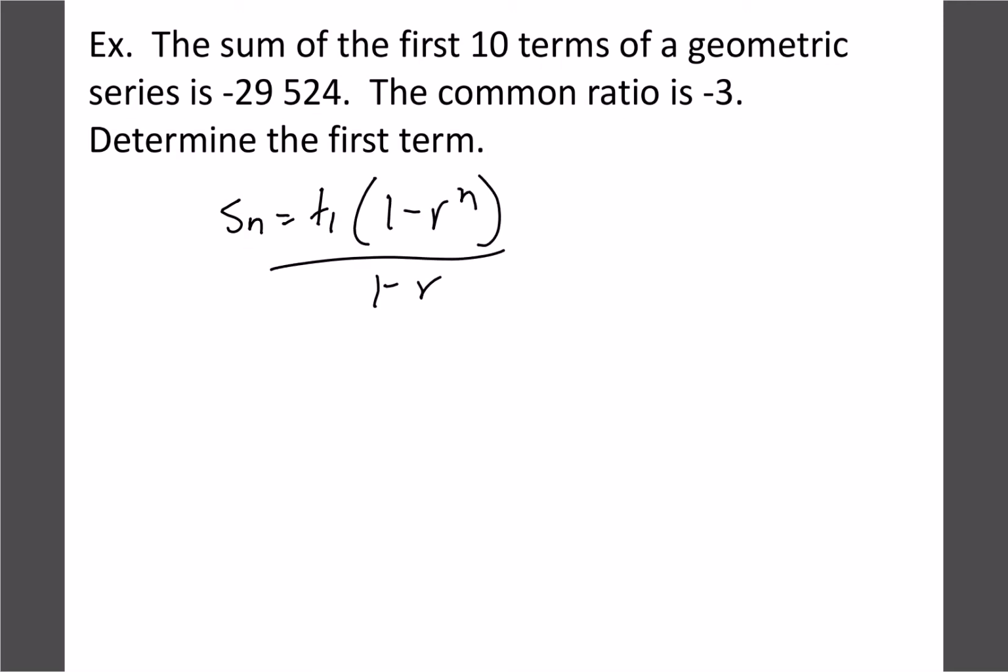So we'll be careful this time of our negatives. They tell us our sum is negative 29,524, and term 1 is what we're looking for. We'd have 1 minus negative 3. Actually, in this case, it's getting bigger, so let's use our second formula. What it does is it avoids negatives.